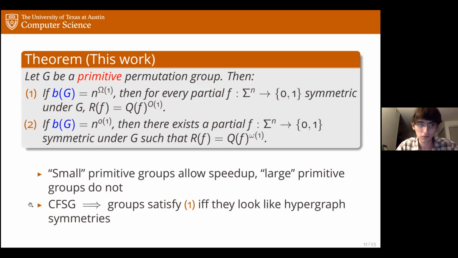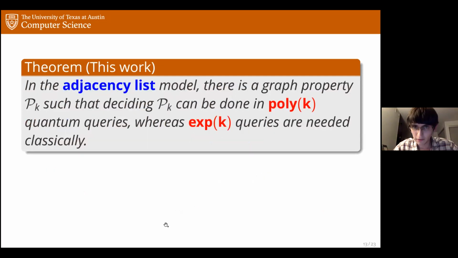Additionally, we show, or rather it follows as a result of the classification of finite simple groups, that actually all of these groups in case one essentially involve hypergraph symmetry. And so that's the slightly more formal explanation of this result. And finally, we have one more result.